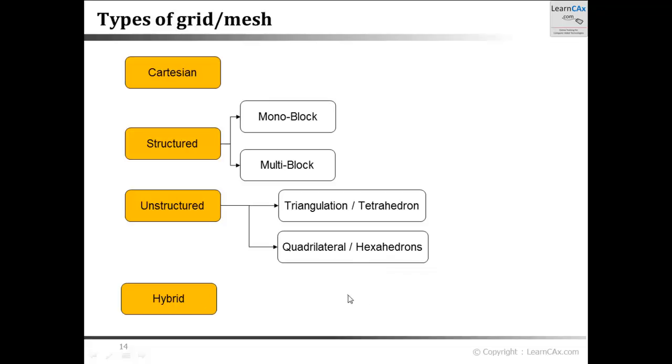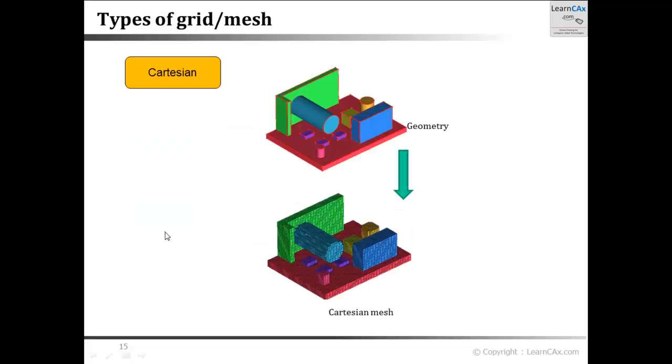And within hybrid, we have different types of elements. So one by one, we will see pictorially what these different types of mesh mean. Cartesian means the entire small discrete cells that we are going to use in order to fill the CFD space are aligned along the orthogonal axis.